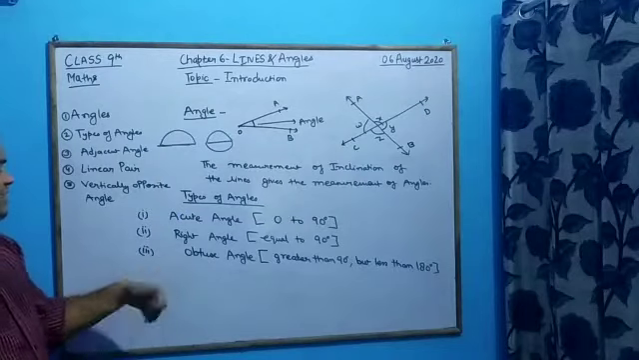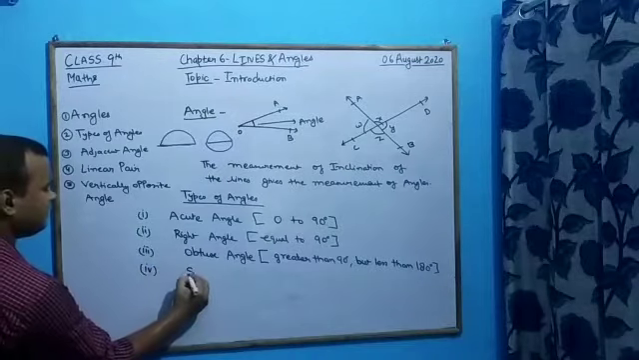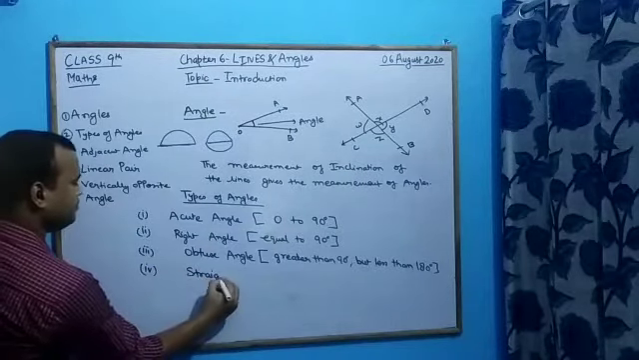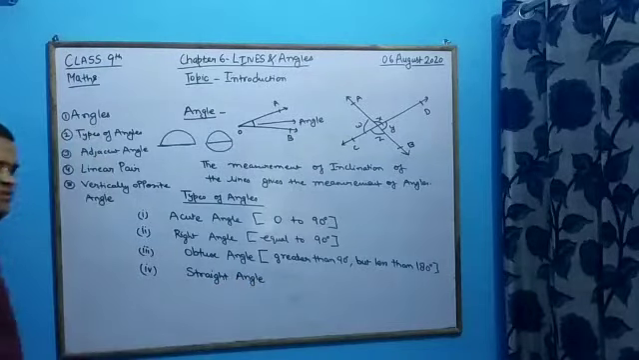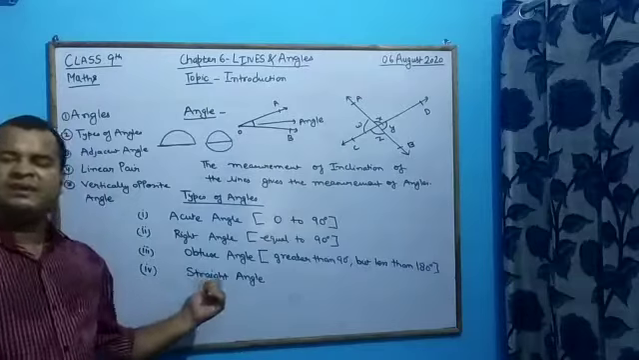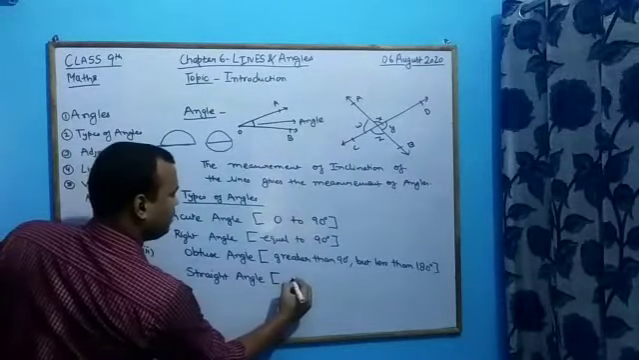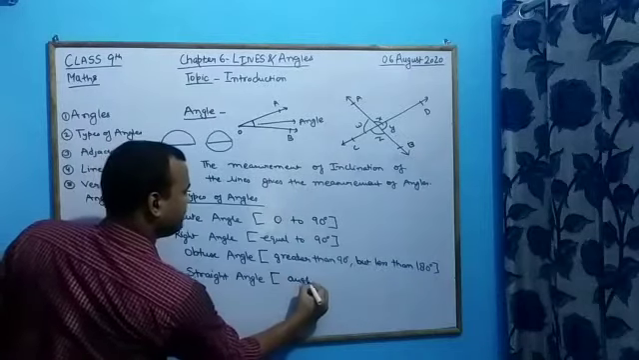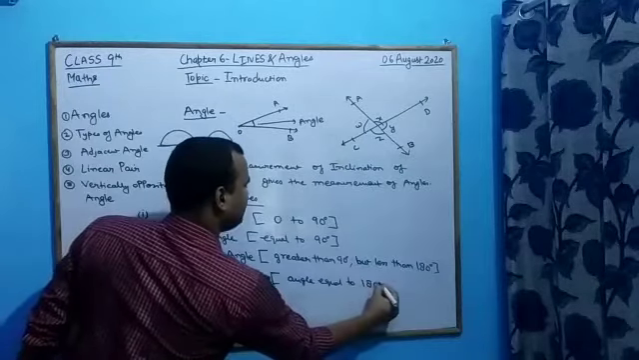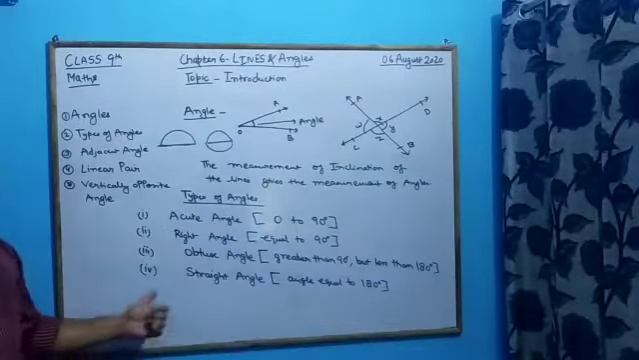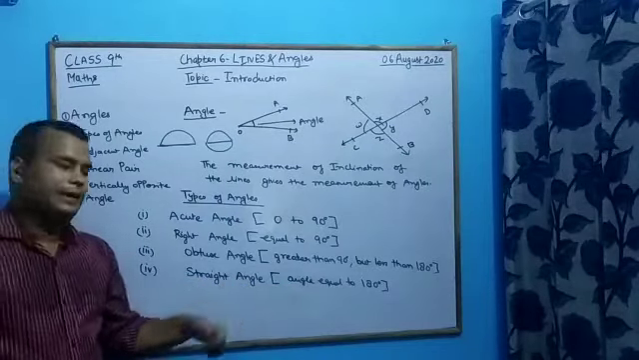Let us see the fourth type. The fourth type is the straight angle. What is a straight angle? A straight angle means a straight line, and the angle is equal to 180. When the angle is equal to 180, the angle is known as a straight angle.